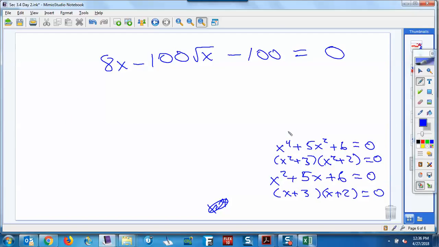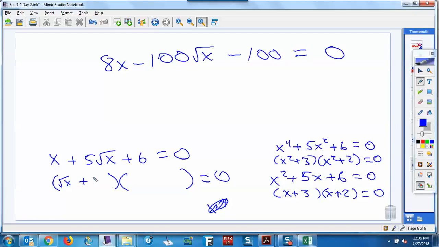Well, this one, let me add one more to the mix then. x plus 5 square root of x plus 6 is also a quadratic. Okay, this would be, well, you tell me, what would go in this one? Square root of x plus 3 and square root of x plus 2. Square root of x times square root of x is x. 2 square root of x plus 3 square root of x is 5 square root of x. 2 times 3, okay? So, that's what I mean.